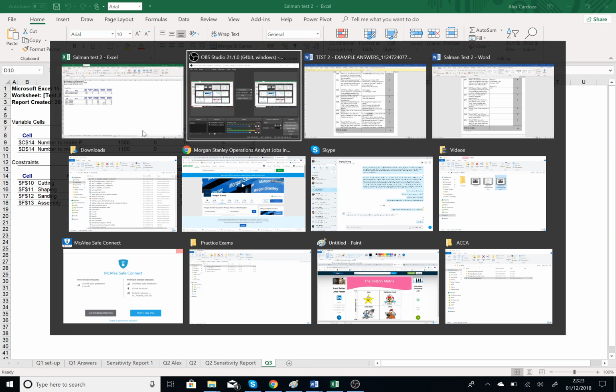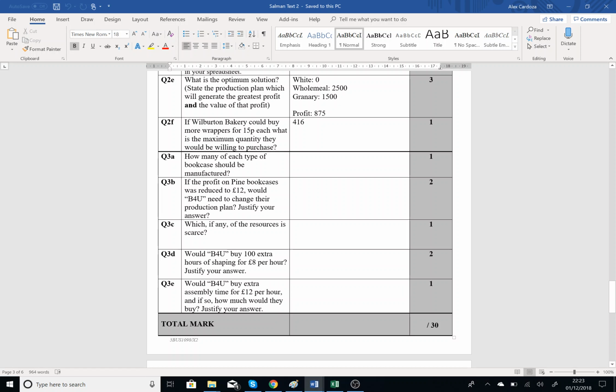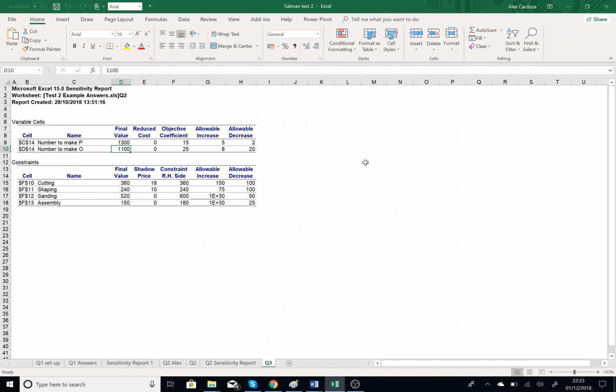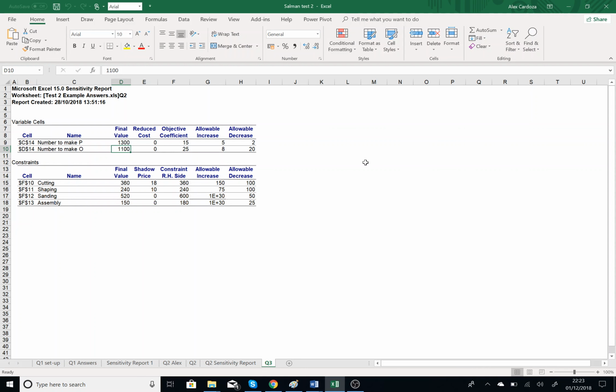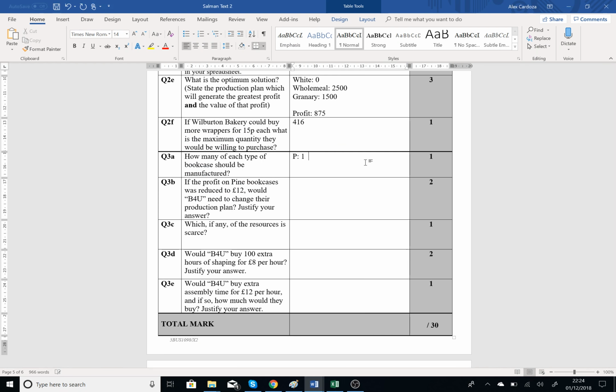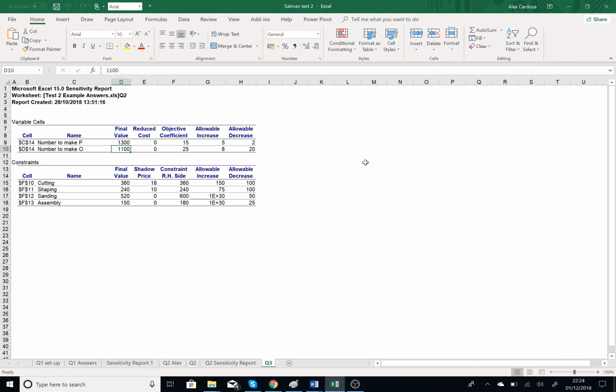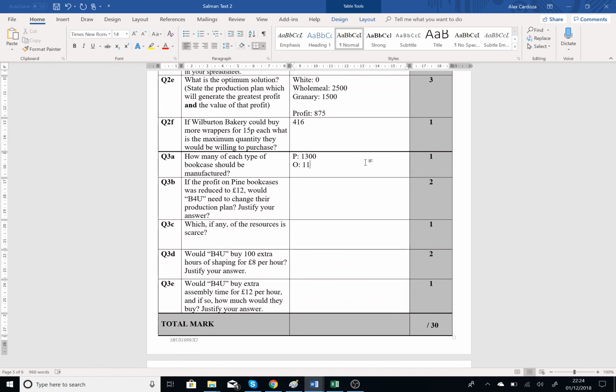So if we go to the video, it says how many of each type of bookcase should be manufactured. So P would be 1300, sorry, and then O would be 1100. Yeah. So it says if the profit on pine bookcases was reduced to £12, would B4U need to change their production plan?